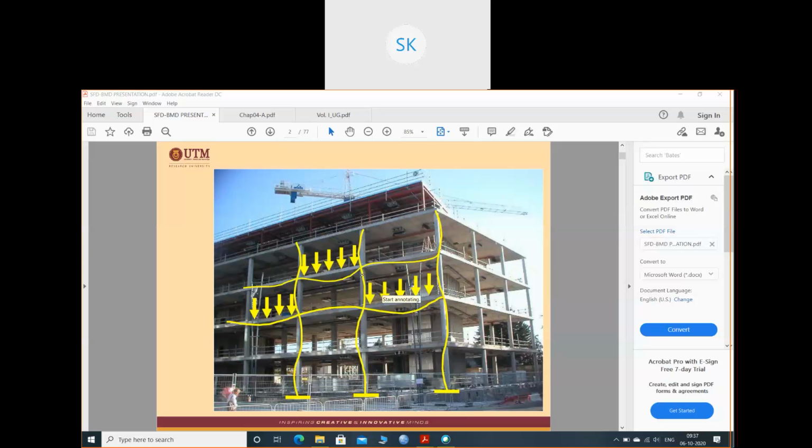You can take an example of this beam. Suppose I have given this beam, and I'm asking you to find out the shear force and bending moment. So basically, what is the need? From shear force, we design shear reinforcement.